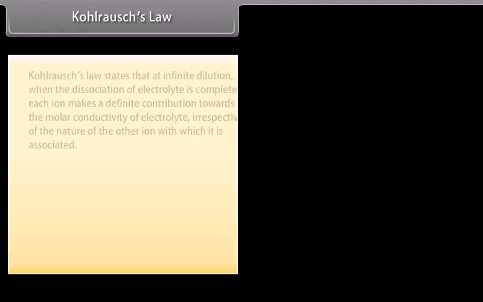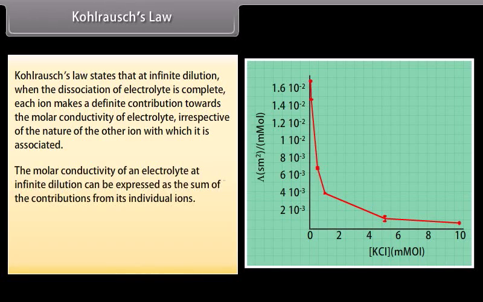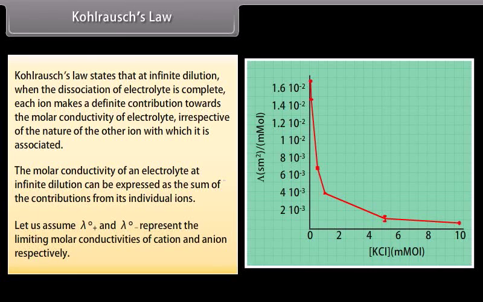Kohlrausch's law. Kohlrausch's law states that at infinite dilution, when the dissociation of electrolyte is complete, each ion makes a definite contribution towards the molar conductivity of electrolyte, irrespective of the nature of the other ion with which it is associated. The molar conductivity of an electrolyte at infinite dilution can be expressed as the sum of the contributions from the individual ions. Let us assume lambda naught positive and lambda naught negative represent the limiting molar conductivities of cation and anion respectively.